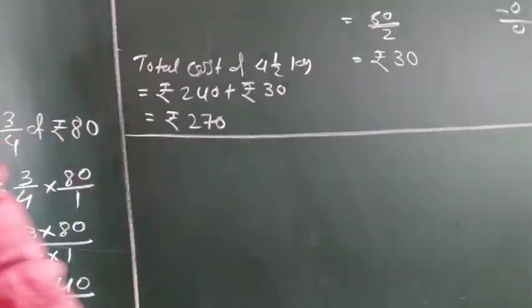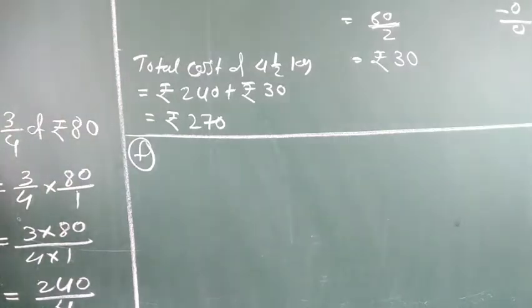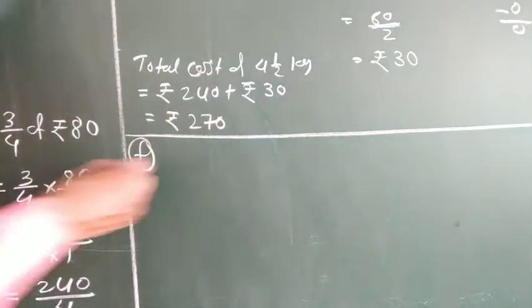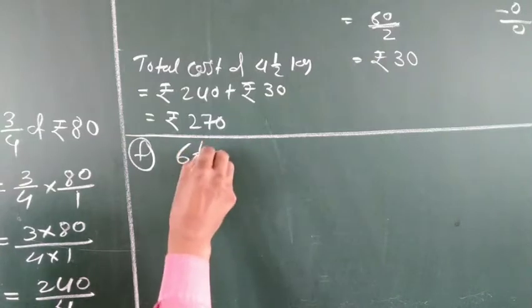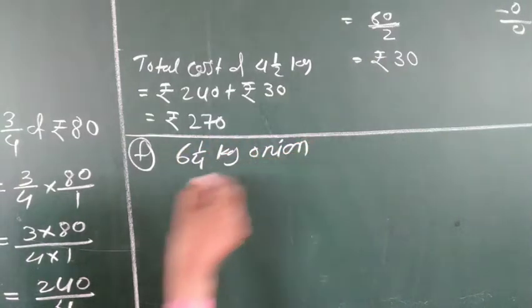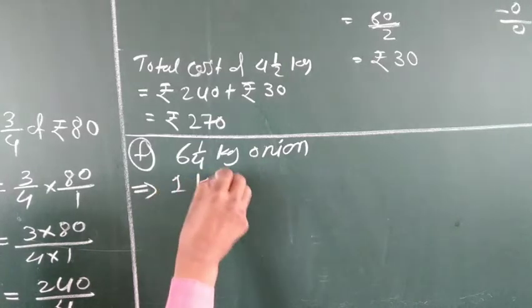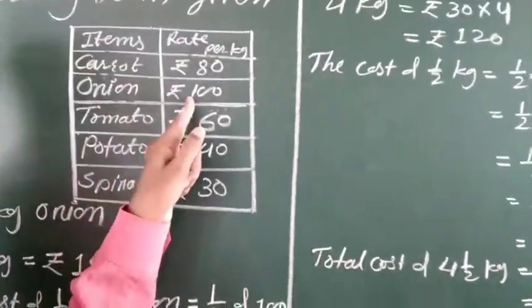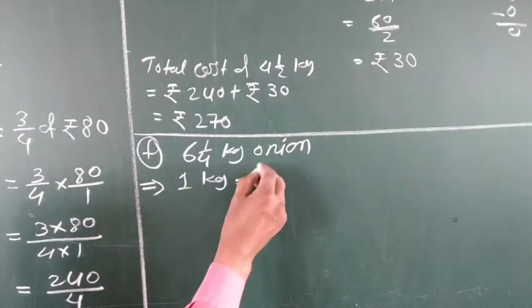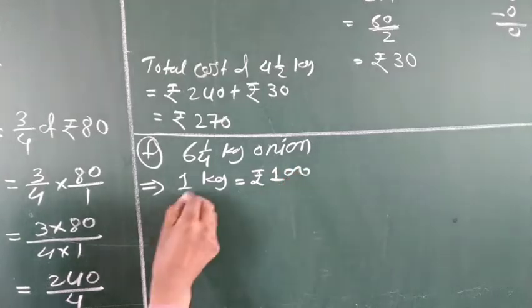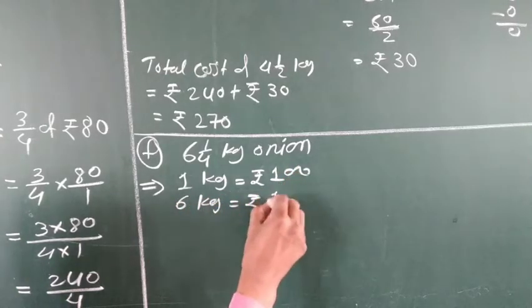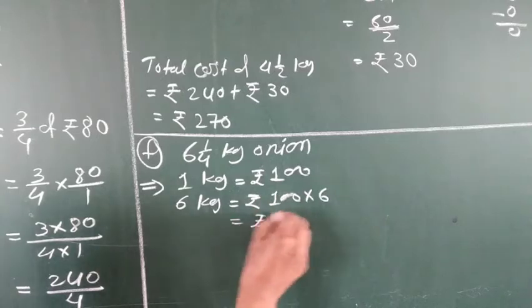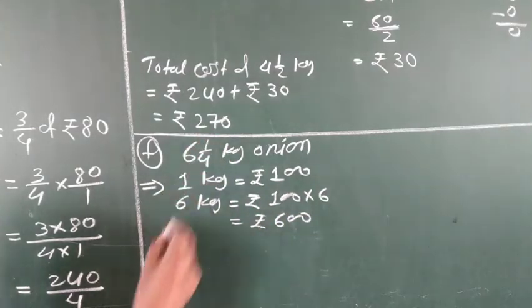Next, see last one. It is F number, 6.25 kg onion. So first of all, the 1 kg cost कितना है बेटा? What is the cost of onion per kg? So see, it is onion and it is rupees 100 per kg. With the help of this 100 per kg we have to find out about the 6.25 kg. Then 6 kg equal to 100 into 6. It is rupees 600.